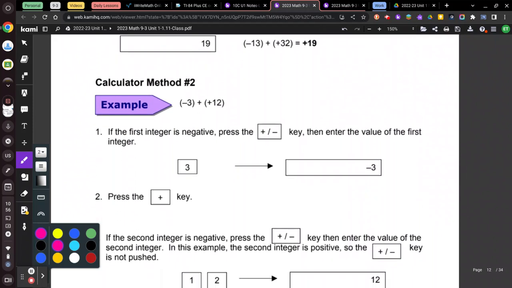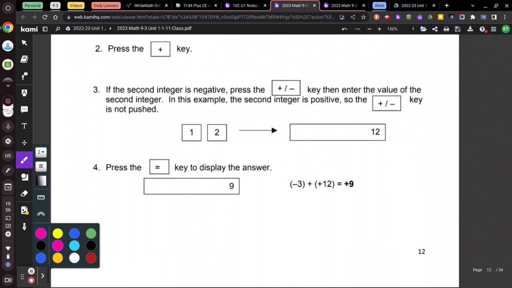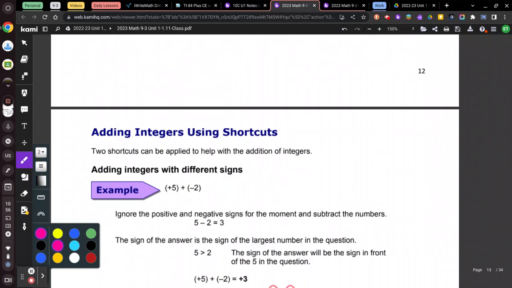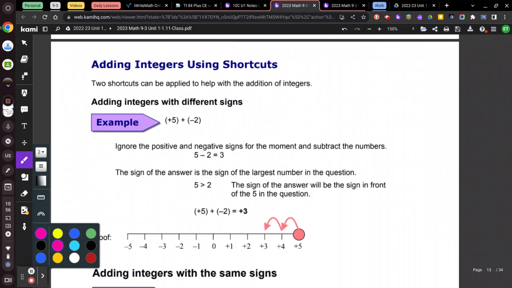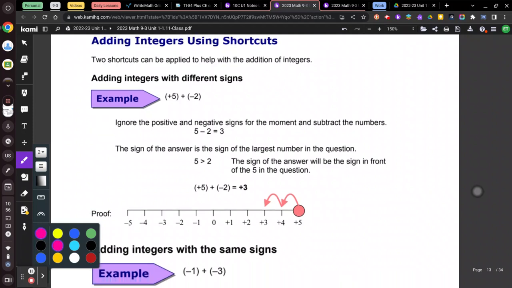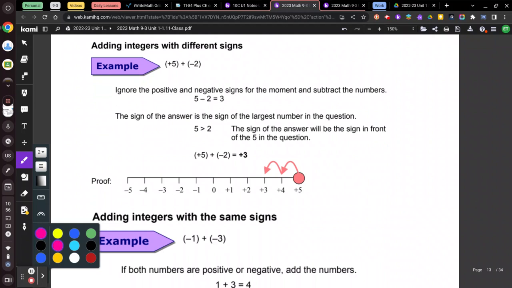Calculator method 2. There are 2 different methods depending on the calculator you've got, so you can read those accordingly. We're going to go through the shortcuts. We only have a couple things to talk about next. It's just the shortcuts. So adding integer shortcuts, different ways to do it.